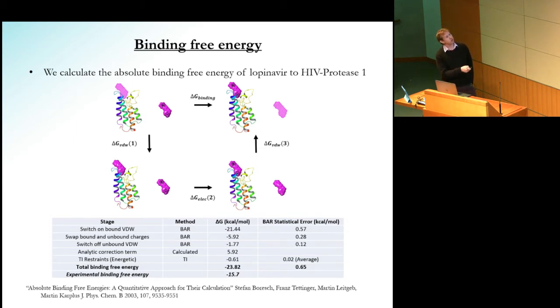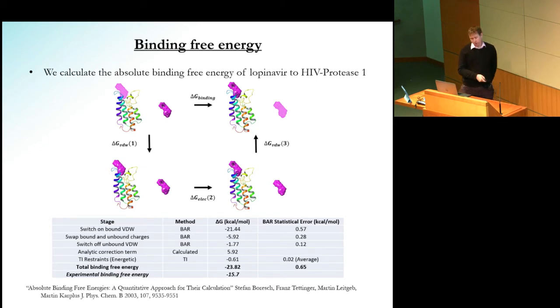The way that we do our absolute binding free energy, we're doing this all in one box. We separate the complex and the unbound ligand by about 40 or 50 angstroms. It doesn't have to be done that way; this is just how we did it. You take your unbound ligand and your bound ligand. We're going to switch on the van der Waals of the bound ligand first with restraints. We're then going to swap the charges between the bound and unbound systems, and then we're going to switch off the van der Waals of the unbound ligand.